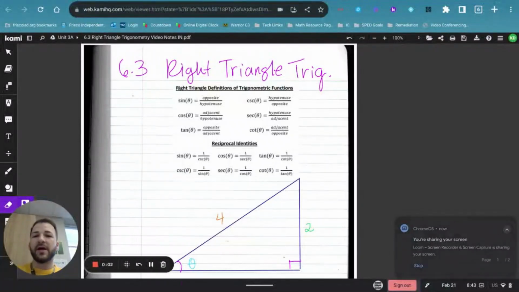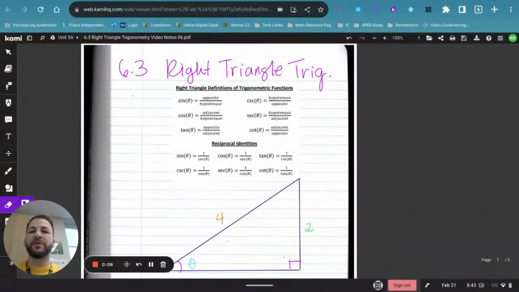All right, y'all. Today we're going to be talking about right triangle trigonometry. We started by our very first day, if you remember, all the way at the beginning of Unit 3A. We talked about SOHCAHTOA, sine, cosine, tangent. Sine, of course, is equal to opposite over hypotenuse. Cosine is adjacent over hypotenuse. And tan is equal to opposite over adjacent.